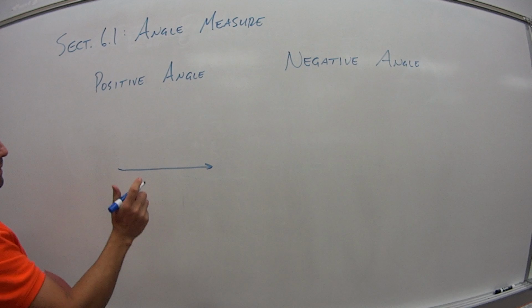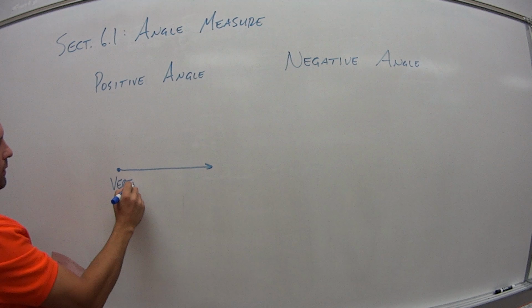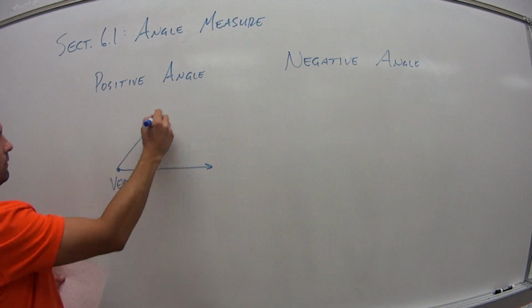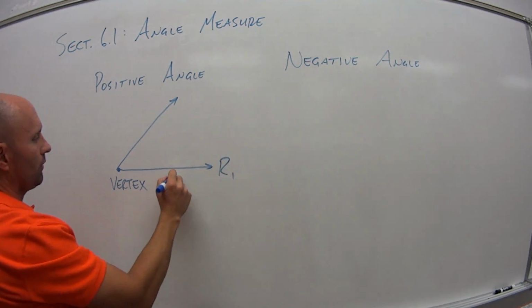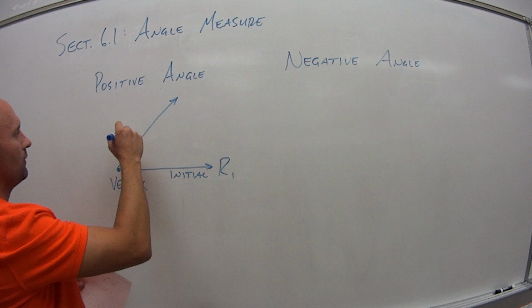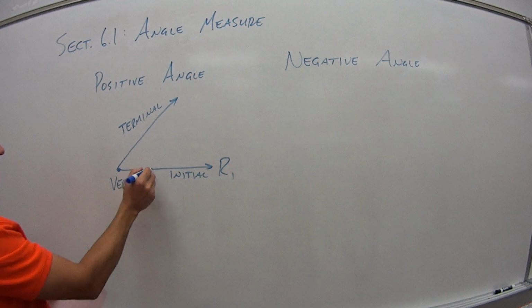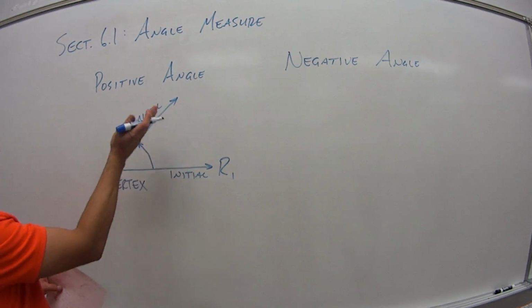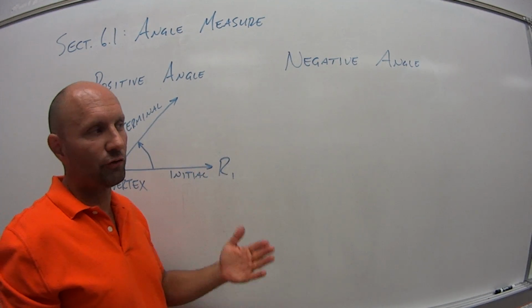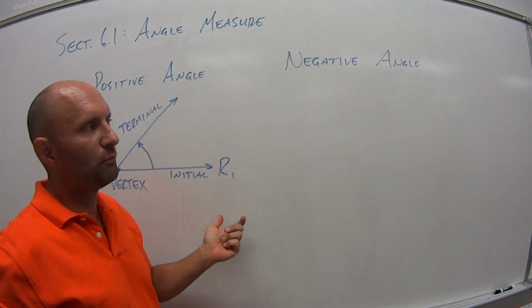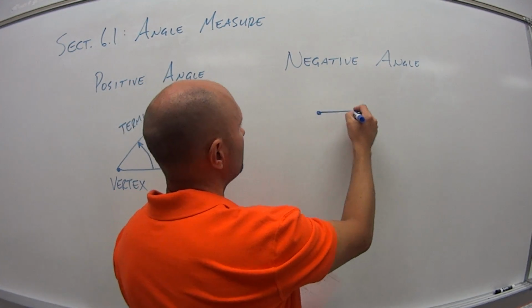So if we're talking about a positive angle, we have this point here, the vertex, where these two sides meet. If we call this one the initial side, this one would be the terminal side. And our angle from our initial to the terminal is going counterclockwise. So much like when we were talking about the unit circle, when we moved counterclockwise, it was a positive measurement. When we went the other way, it was a negative. So this would be the same in this case.